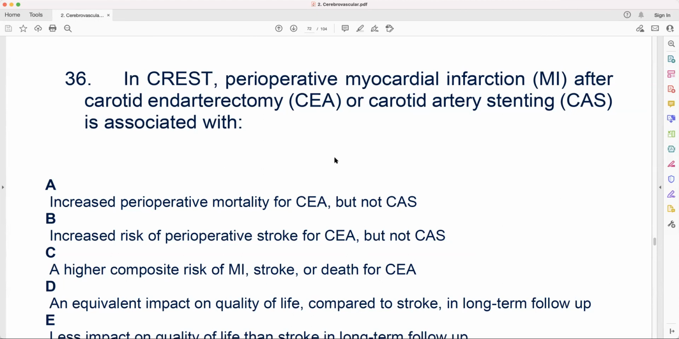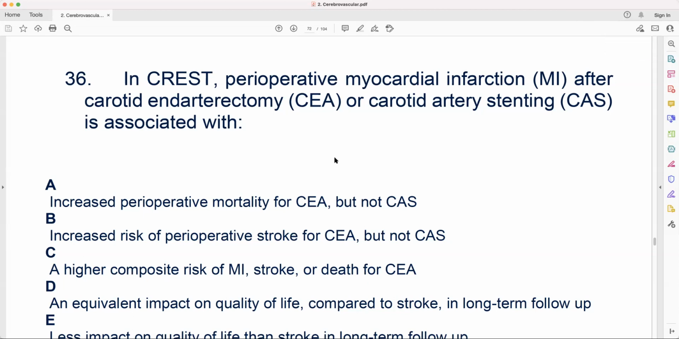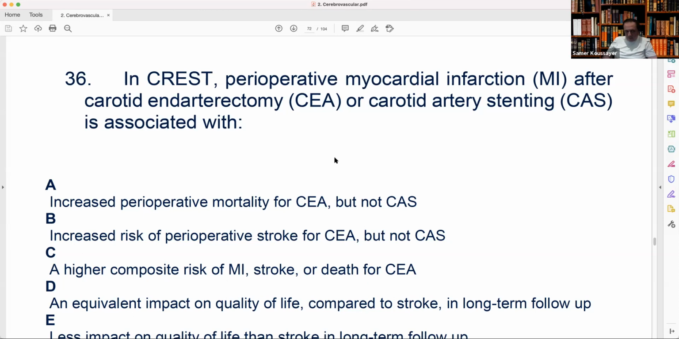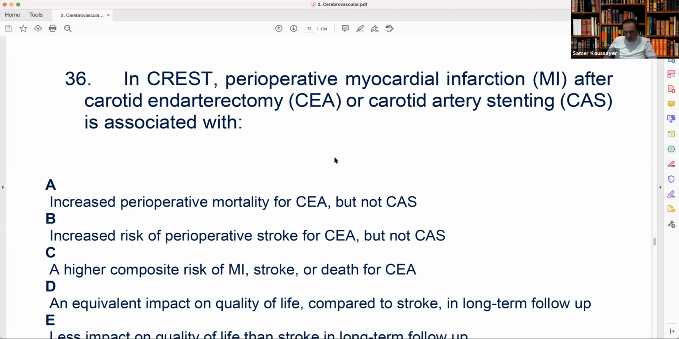The increased risk of perioperative stroke for endarterectomy, but not for stent. I think it's the opposite, the other way. The opposite, stent is correct, more stroke. Correct. A high composite risk of MI, stroke, and death for surgery. No, it was the same. The composite was the same. When they put it all together, it was no different. So the composite risk of MI, stroke, and death was the same. So this is wrong.